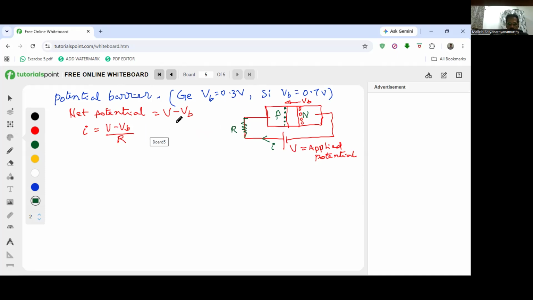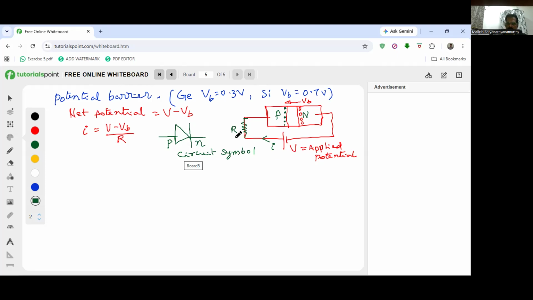Very important. So the symbol of the diode in the circuit: this is the circuit symbol of the diode. This is the P region, this is the N region. In the circuit, the diode will be like this. This is the P side, this is the N side, this is the circuit symbol of the diode.